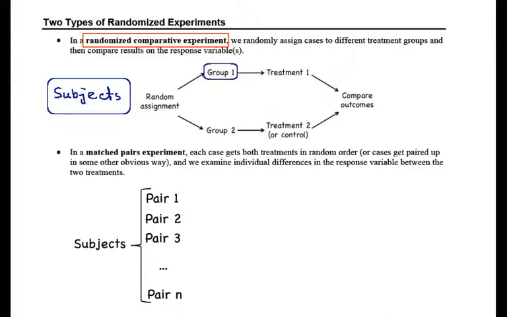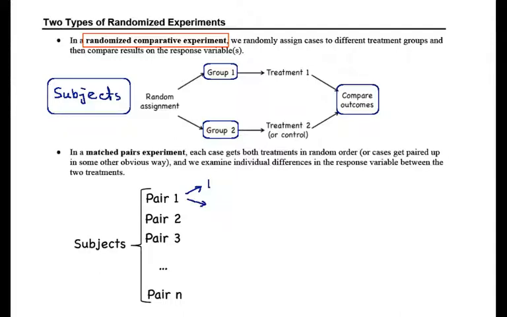So group 1, group 2, if we have two different treatment groups, we assign the treatment to all of group 1. We assign another treatment, or maybe our control, to all of group 2, and at the end we compare the outcomes. In a matched pairs experiment, we have this natural pairing between individuals who get one treatment and individuals who get another treatment, so that the randomization happens within each pair instead of in the whole group.